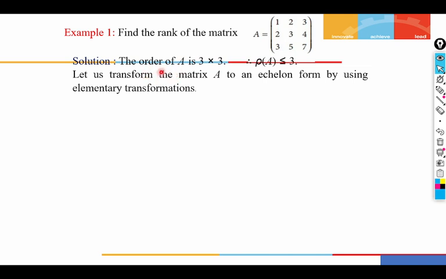So no need to write this. This is just for your understanding, the first part. As the matrix is 3 by 3, the rank of a matrix will be less than or equal to 3. So your answer should be less than or equal to 3, obviously. That will be the maximum rank there.